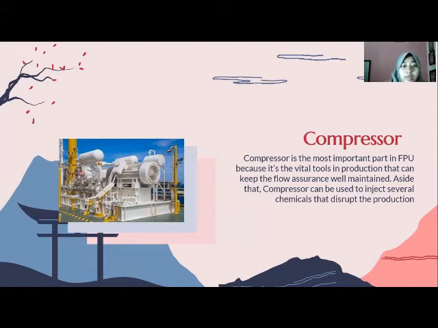Aside from that, the compressor can be used to inject several chemicals that prevent disruption of the production. The compressor has the main purpose of keeping the gas flowing smoothly. Maintaining the pressure with the compressor will keep the choke pressure and choke temperature well maintained and reduce the possibility of decline, which endangers the rate of gas production.